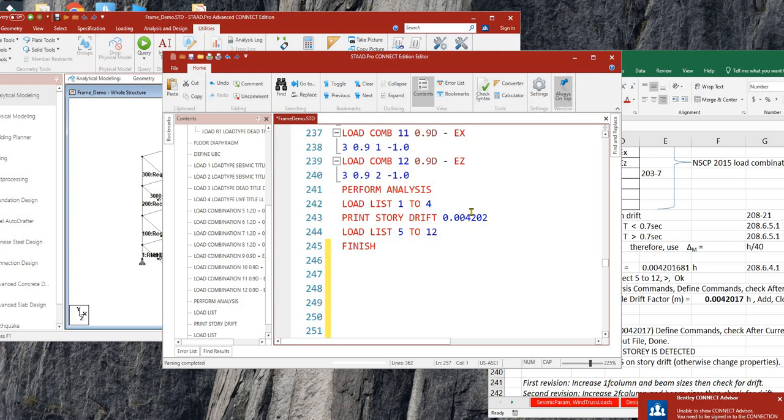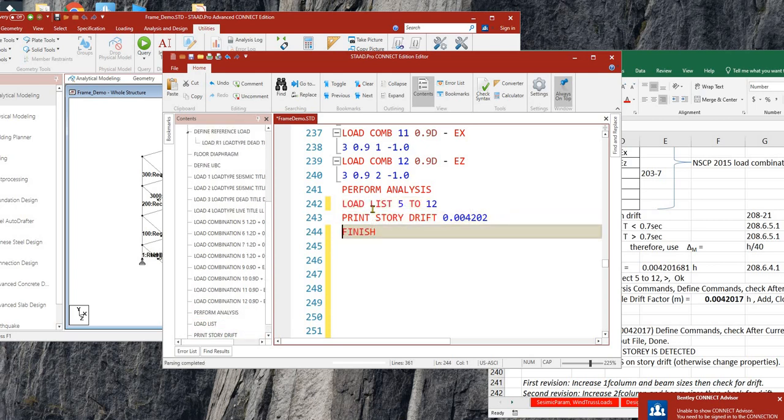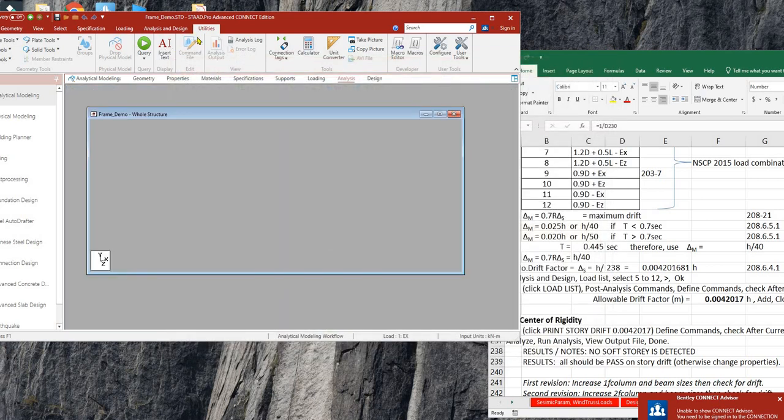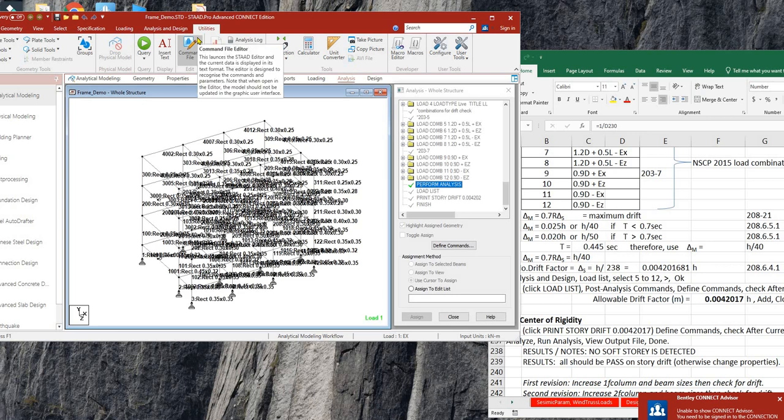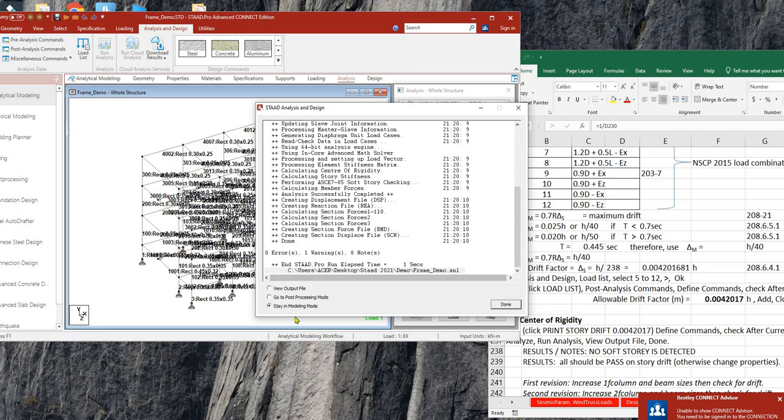Oops, mali ito. Palitan natin yan. Gawin nating load list 5 to 12. Okay, so laging mauna yung load list before the story drift. Then let's save and then let's analyze. Run analysis. Then view output file.